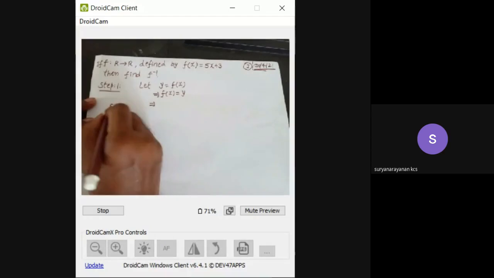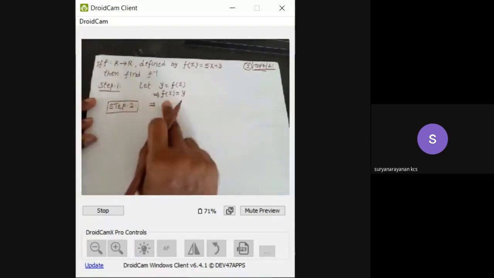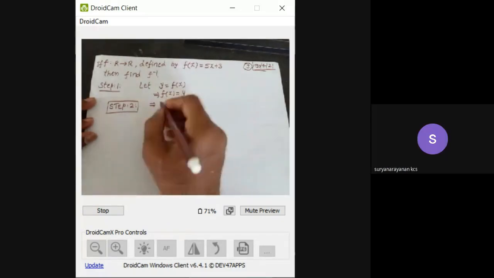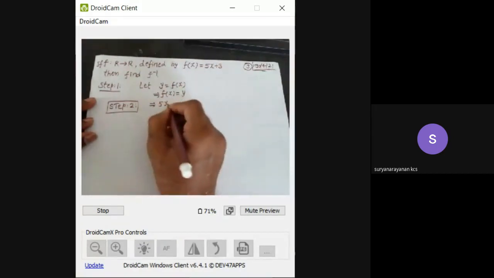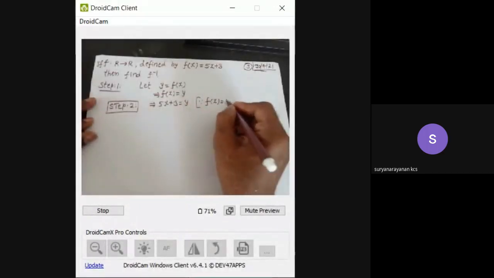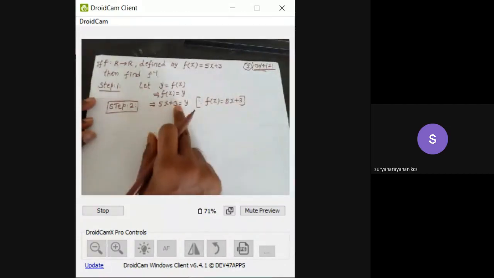Step 2: In the LHS, if you observe, f of x is there. What is the value of f of x here? 5x plus 3. Substitute this value in the LHS: 5x plus 3 is equal to y, because f of x is equal to 5x plus 3. This is the second step.